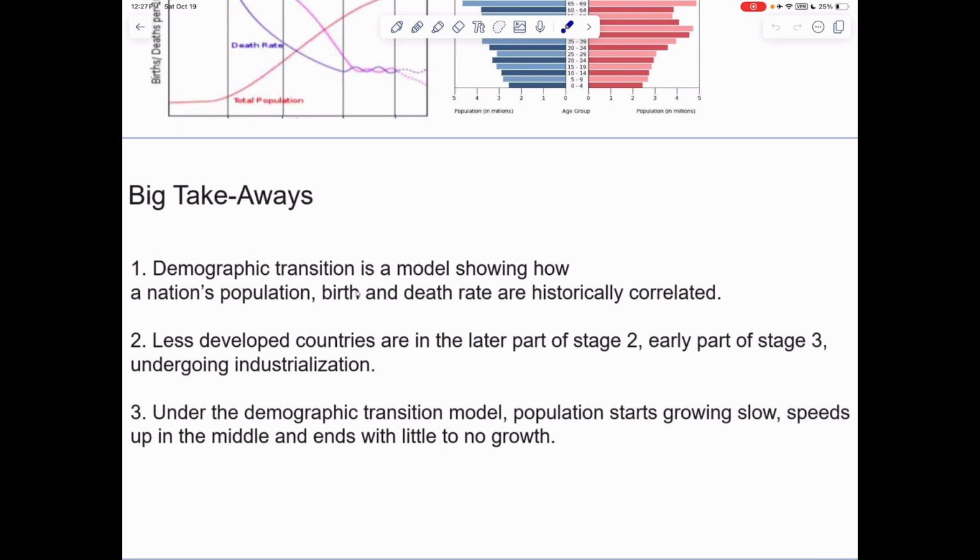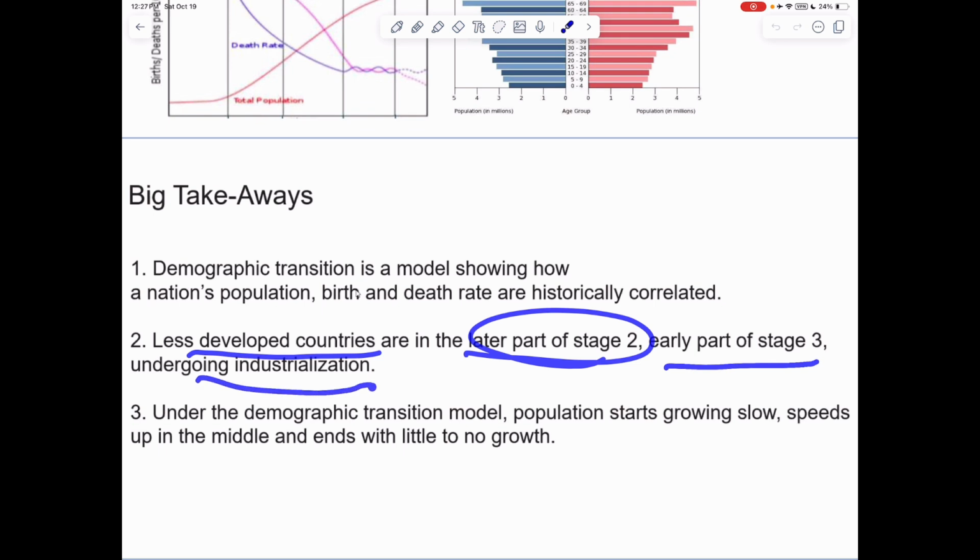Takeaways that we need to be aware of. This is going to show us how a nation's population, birth rate, and death rate are historically correlated over time, how we've seen this from the early 18th century until now. Some of our less developed countries are in the later part of stage 2 and the early part of stage 3, and they're currently undergoing industrialization. No one is still in stage 1.